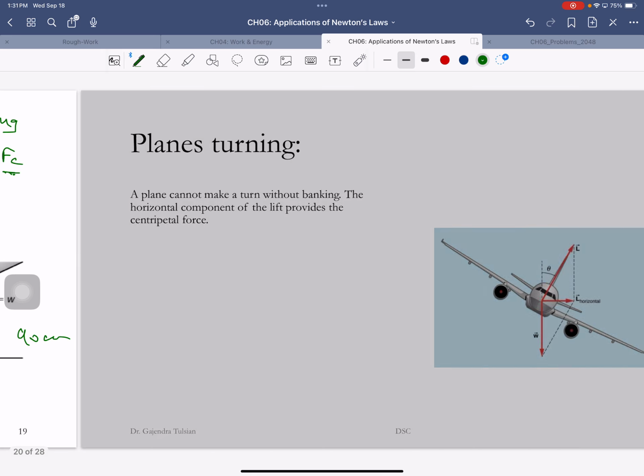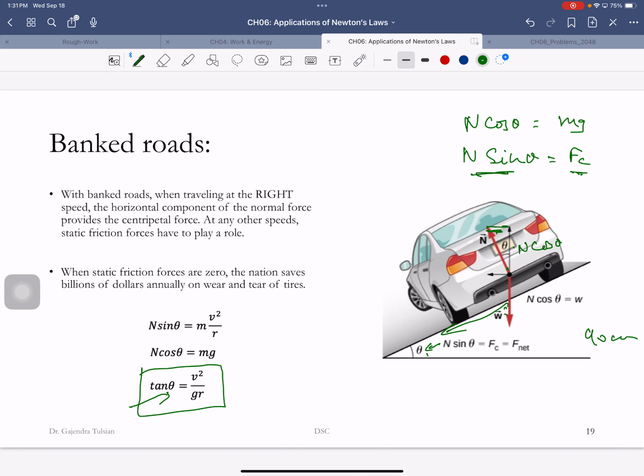All right, and so again, the idea is if you're not using any static friction force, you're not leaving rubber on the road, and your tires will last longer. Okay? And since they obviously bank the roads, what does that mean? It costs the country less to bank the roads than in rubber. Okay, and it's a safety issue as well.